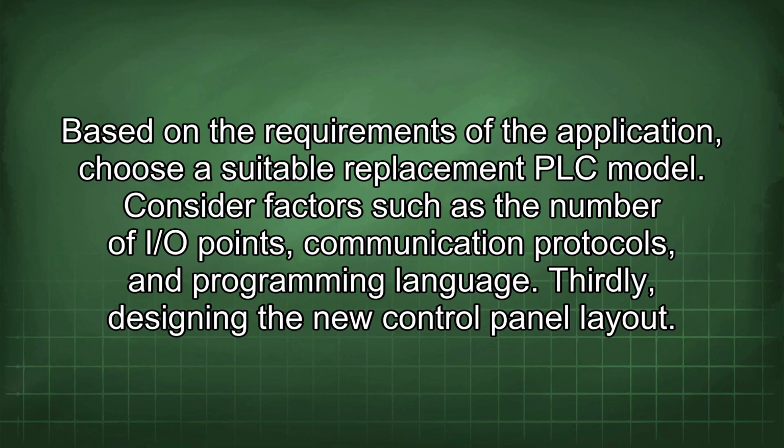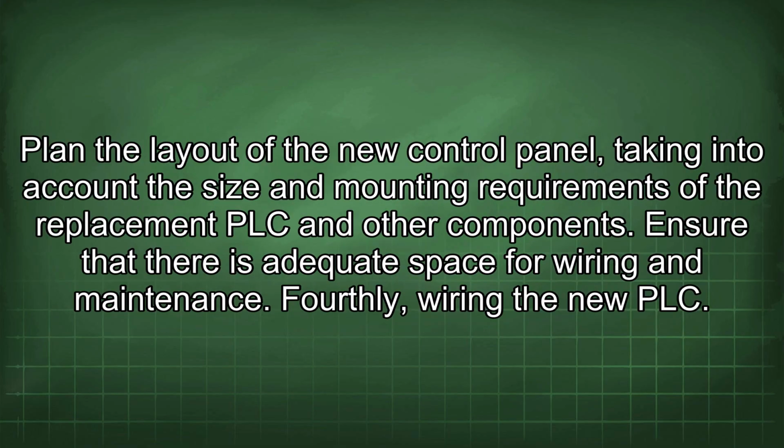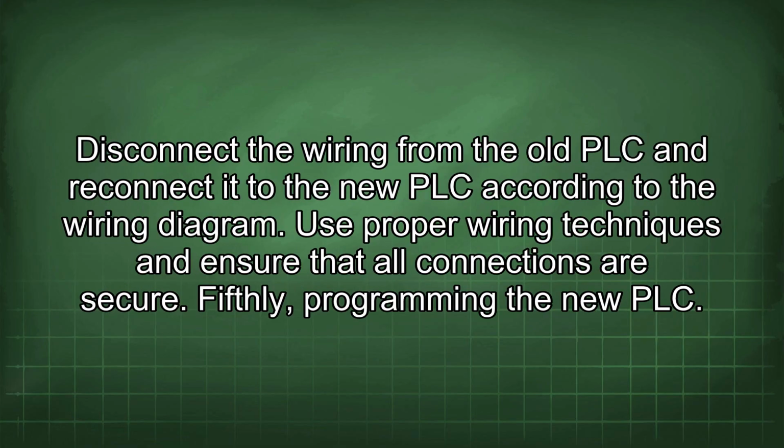Thirdly, designing the new control panel layout. Plan a layout of the new control panel, taking into account the size and mounting requirements of the replacement PLC and other components. Ensure that there is adequate space for wiring and maintenance. Fourthly, wiring the new PLC. Disconnect the wiring from the old PLC and reconnect it to the new PLC according to the wiring diagram. Use proper wiring techniques and ensure that all connections are secure.